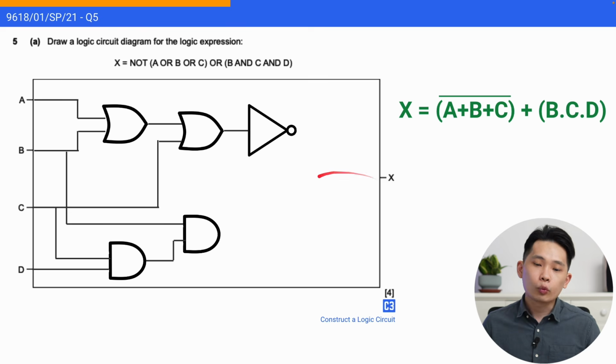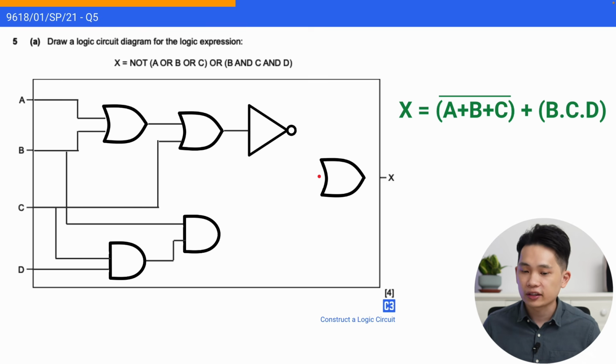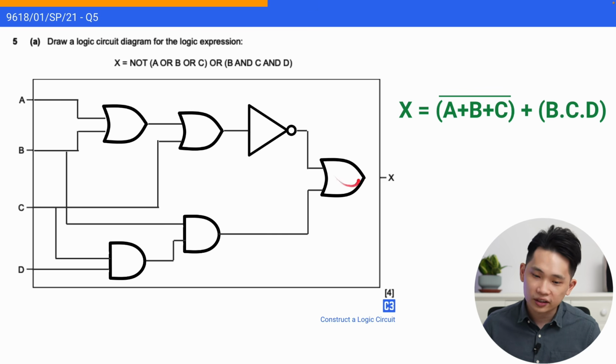And then we have a plus here, meaning that we have to have one more OR gate here. And the input for this OR gate will be this one here, coming from NOT of A plus B plus C, and then finally B dot C dot D from this one here. So this goes into this OR gate here. And lastly, not to forget that we have to match the output from this OR gate into X here. So that is how we can construct the logic circuit here.